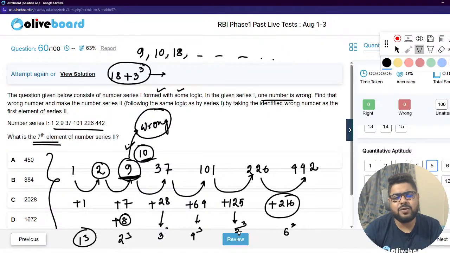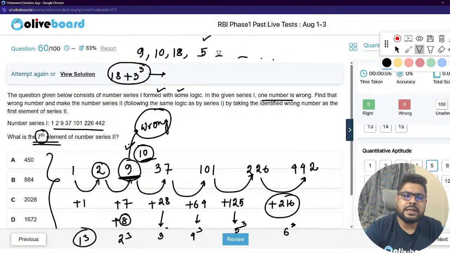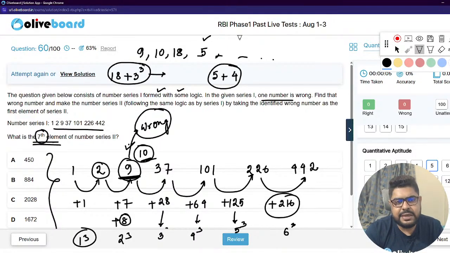I can go with the unit digit if you want. Honestly speaking, I will ask everyone, don't do everything, just go with the unit digit. They are asking you the 7th element. After 18, this will be 3 cube. What is the unit digit of 3 cube? 7. 18 plus 7 is how much? 8 plus 7, 15. 5, this is the 4th. Then 5 plus 4 cube. 4 cube will be 4 only. That means it will be 9.